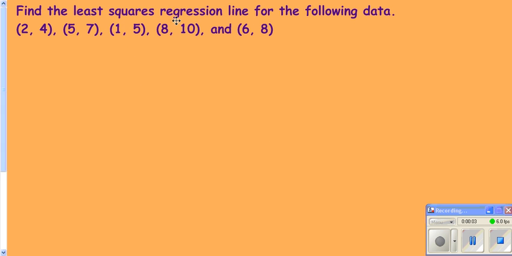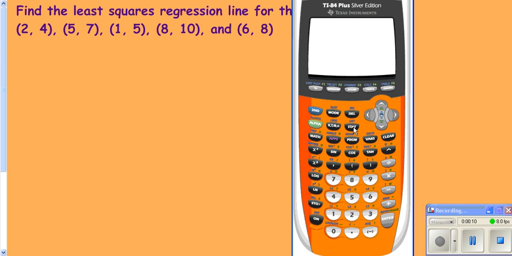Now let's go ahead and find the least squares regression line for the following data. First of all, we want to go to our calculators. We want to go to Stat and enter our data. So hit Stat and then Enter and Edit. If you already had data in here that you want to get rid of, remember you want to arrow up, hit Clear, and then hit Enter.